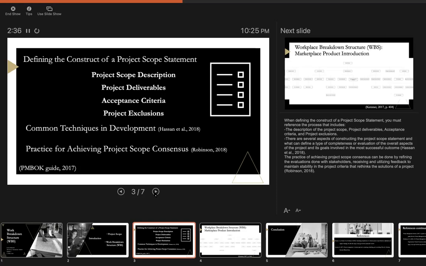The practice of achieving the project scope consensus can be done by refining those evaluations done with the main project team members and those stakeholders, and also by receiving and utilizing feedback to maintain the stability of the project in each area and the criteria that rethinks the solutions of the project and how you should maintain those.